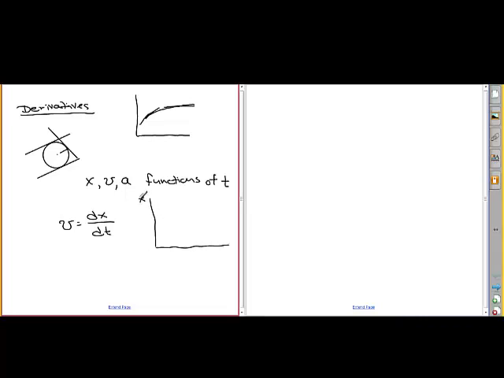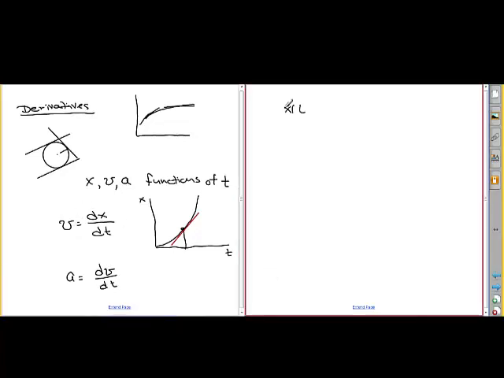So if I plot displacement versus time for some kind of object, and it looks like this, and I want to know what the velocity of the object is at a particular point in time, I can find that by just finding out what the slope of the tangent line is at that point, and that slope is the derivative. And then finally, the acceleration is the derivative of the velocity with respect to time. So if you're given x as a function of time, how do you find v of t? And if you know v of t, how do you find a of t?